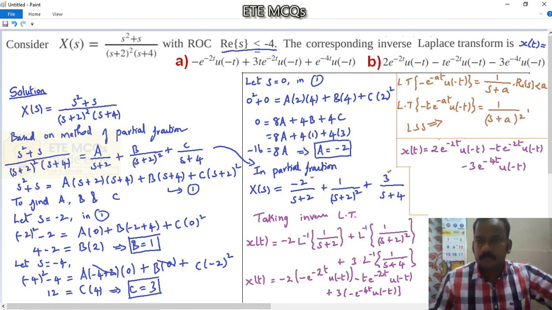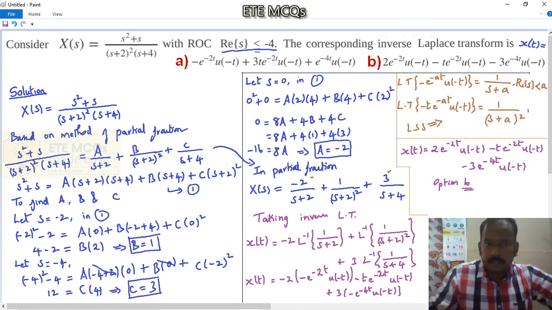So if you notice, option B is correct. Option B is your correct answer: 2 times e power minus 2t u of minus t, minus t e power minus 2t u of minus t, minus 3 times e power minus 4t into u of minus t. All the three correspond to a left-sided sequence, just because the real part of s is less than minus 4.